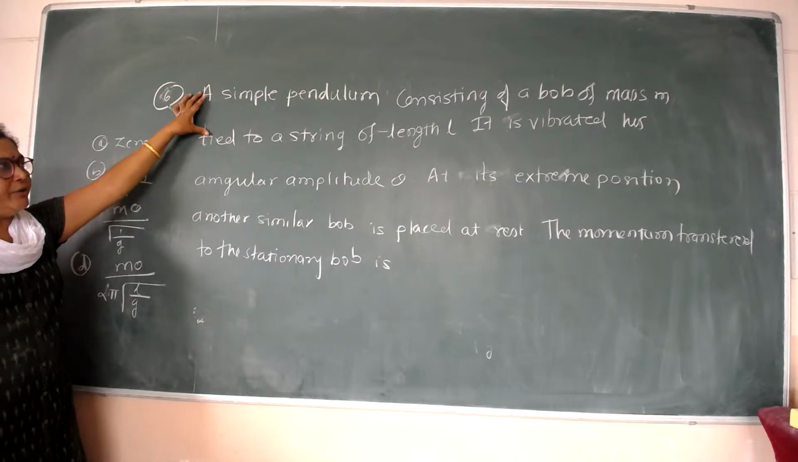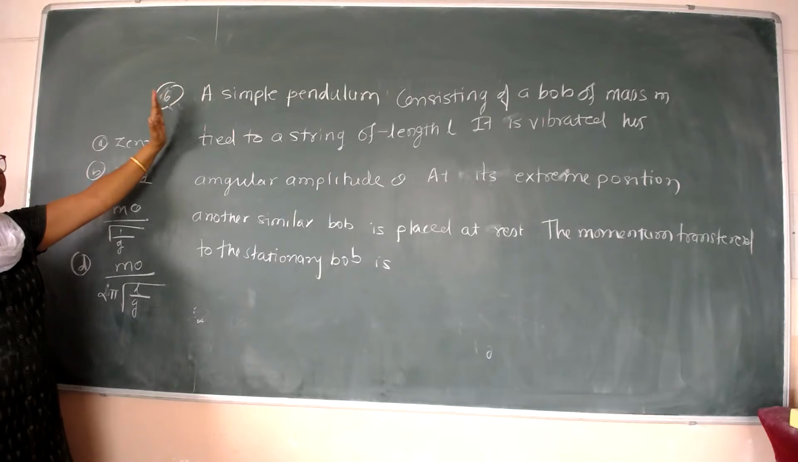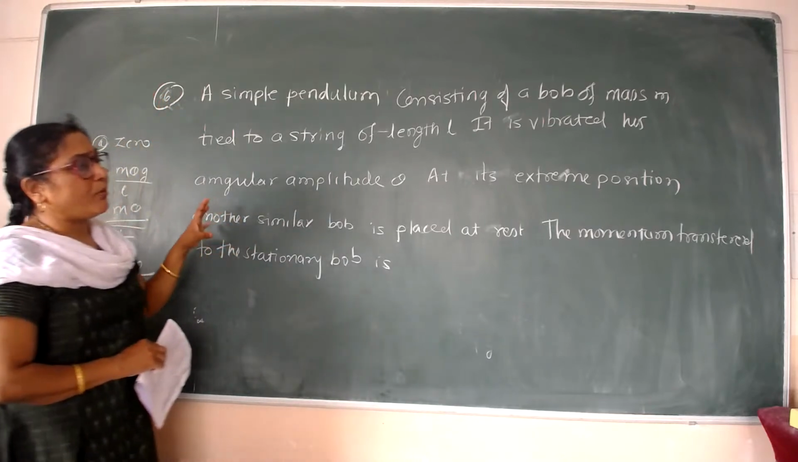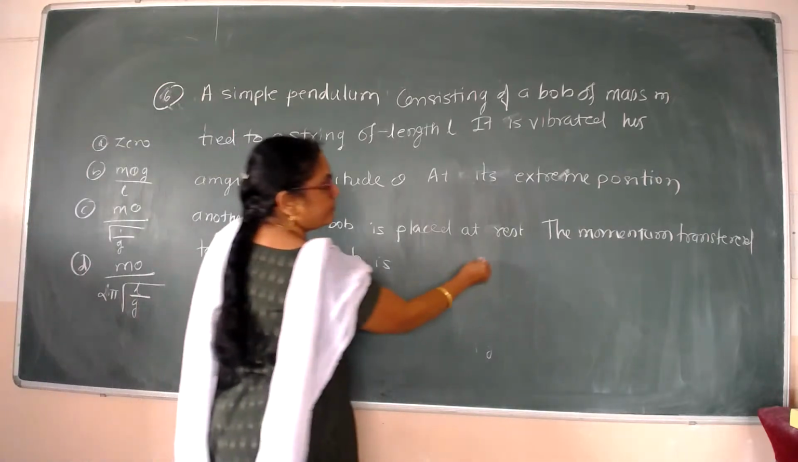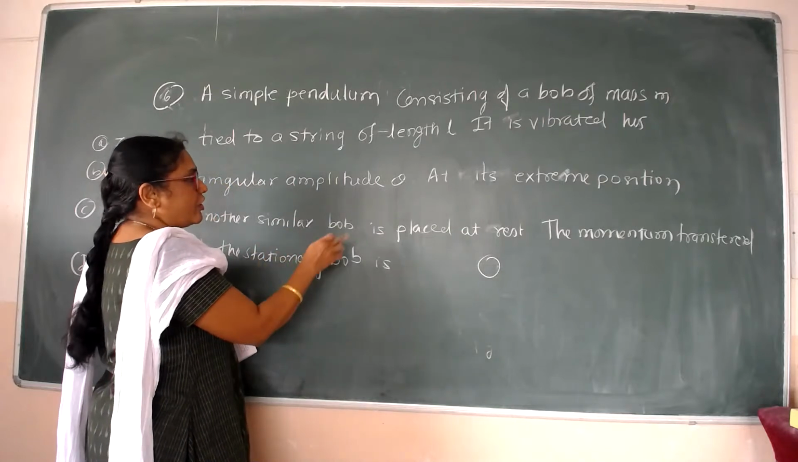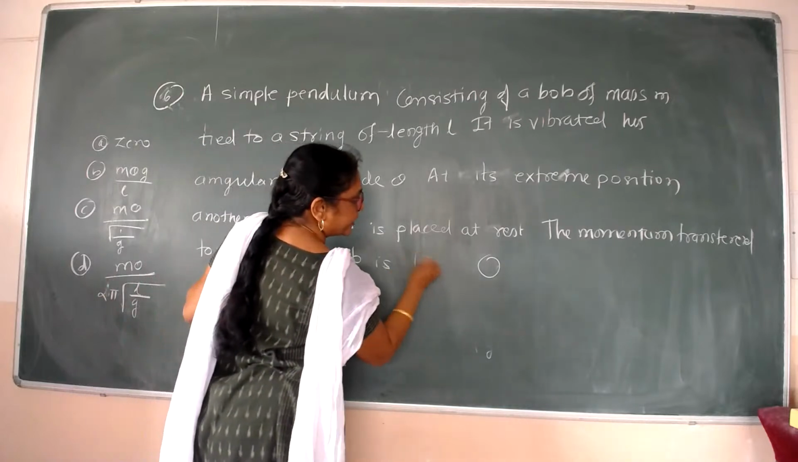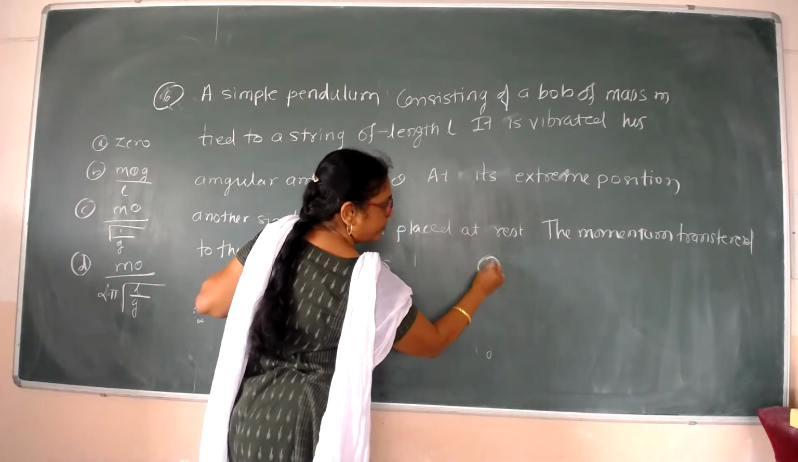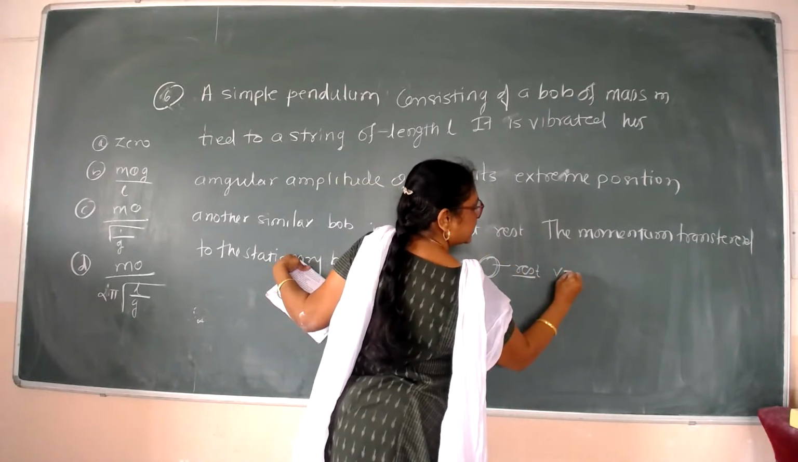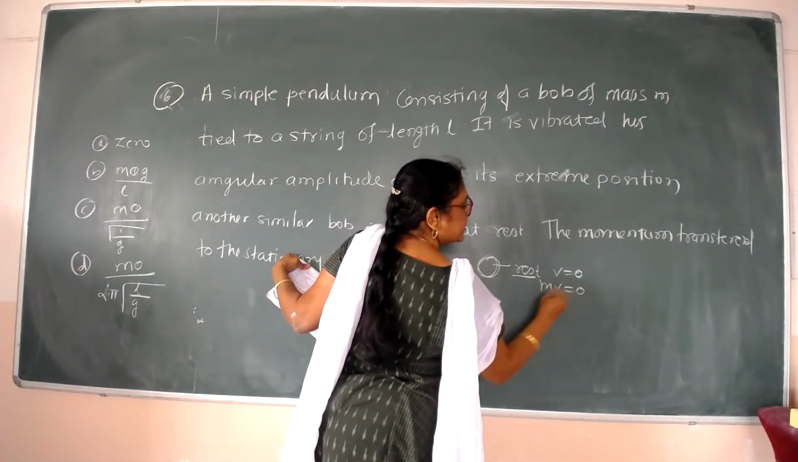So what is the momentum? The product of mass and velocity. The momentum changes when two bodies collide with each other. Here there are two bobs. One bob is at the highest position and the second bob is at rest. The second bob is at rest, so what is its velocity? Velocity is equal to 0. What is its momentum? Momentum is equal to 0.